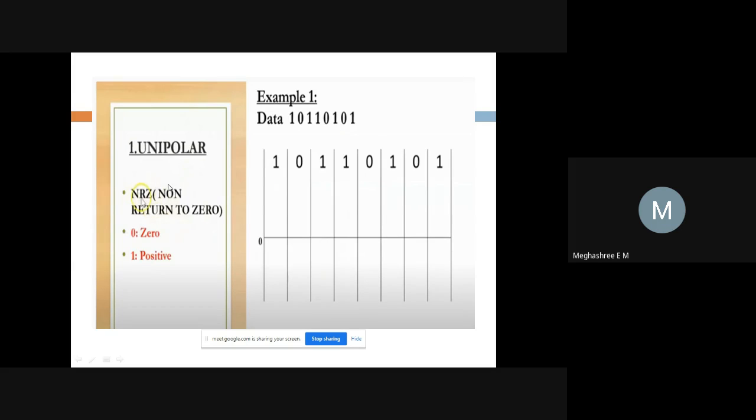Consider this is the data given and you have to convert it into a digital signal. The rules you need to follow under this method: whenever there is a zero bit, it represents zero voltage. That means you have to mark the reference level, the x-axis. And whenever there is a one, you have to consider the positive side of the reference level. When the data bit is 0, it is zero voltage. When the data bit is 1, you have to mark it at the positive side.